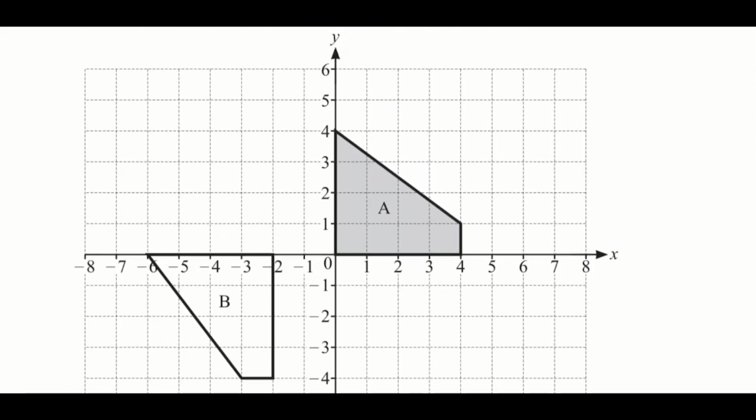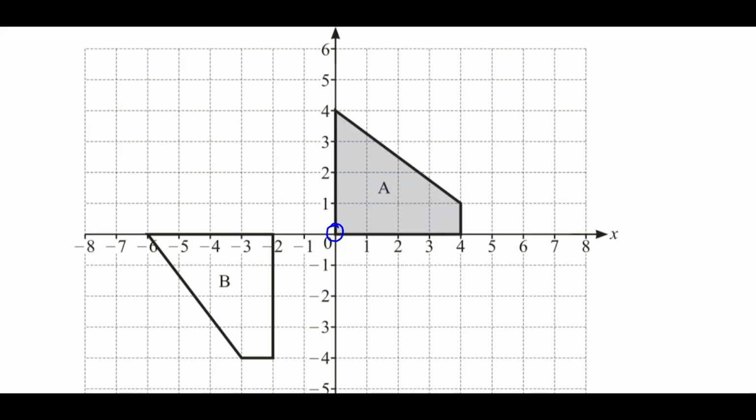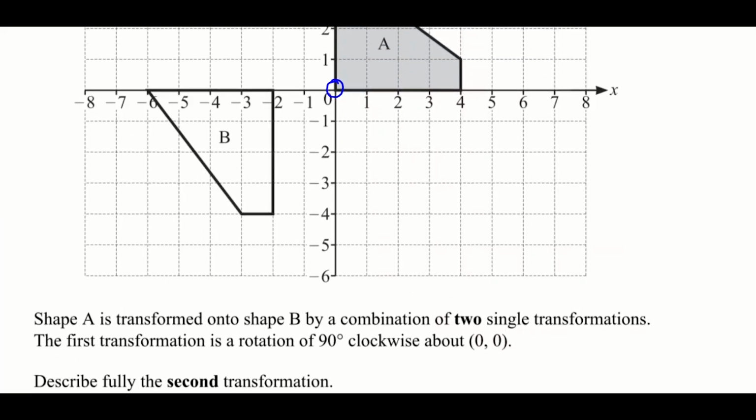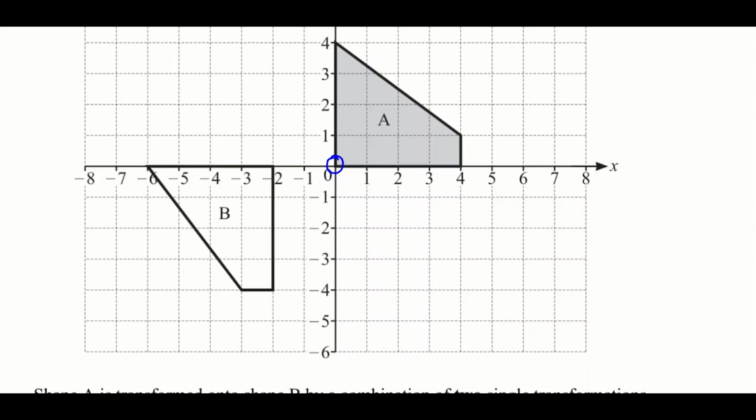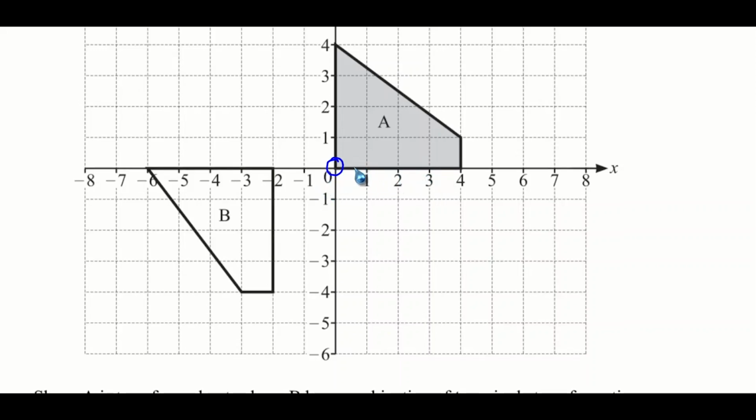So this is shape A, the object, and this is shape B, the image. If you rotate this about the origin as stated in the question, clockwise by 90 degrees, it should be, okay, can I draw something here? Let me label this side. Since we have B here, let's use P, Q, R, and S here.